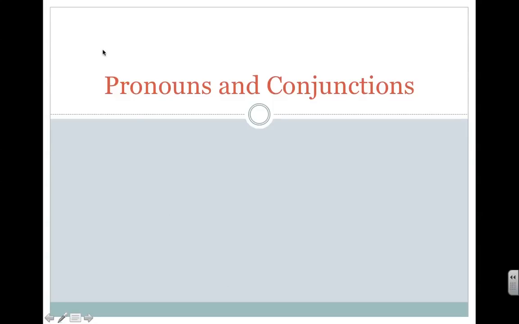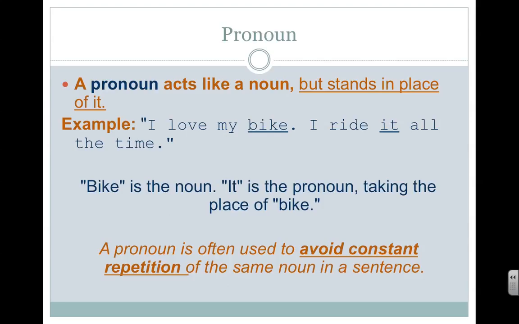Right, in this video we will be discussing pronouns. A pronoun is a word that acts like a noun, but it stands in place of it. For example, I love my bike. I ride it all the time. But we use pronouns so that we don't sound overly repetitive, using the same noun again and again and again.